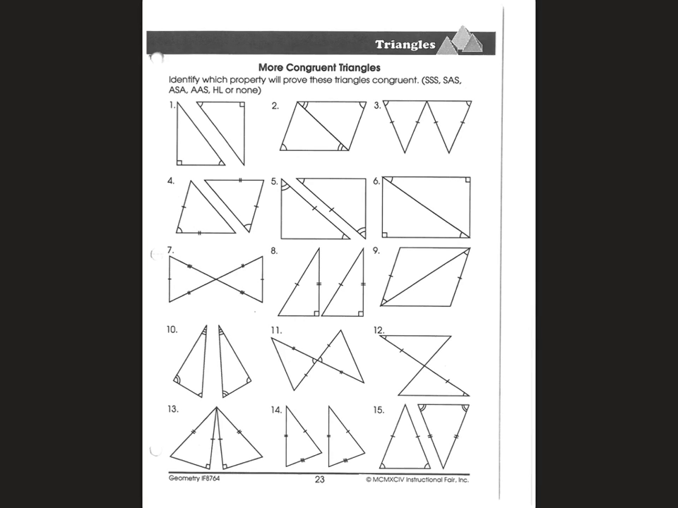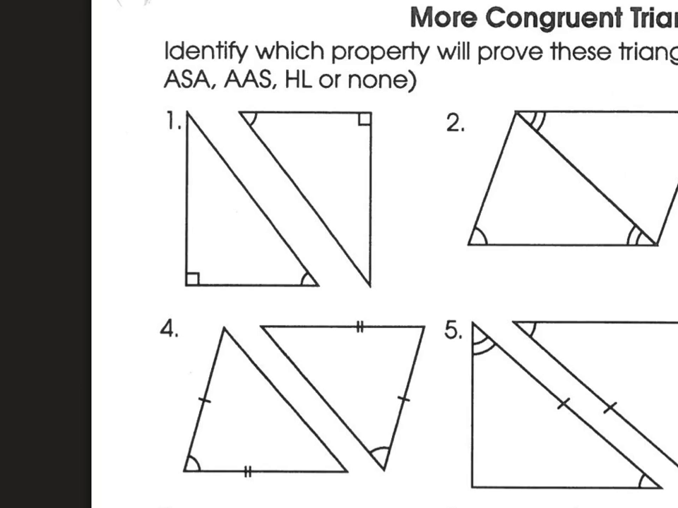For this third page, we're going to use any of the five congruence postulates and theorems: side angle side, angle side angle, side side side, hypotenuse leg, or none. Some of these won't work, including the first one. The first one only gives us two angles. We could use the angle angle postulate, but that only proves similarity. So these two I know are similar, but not congruent.